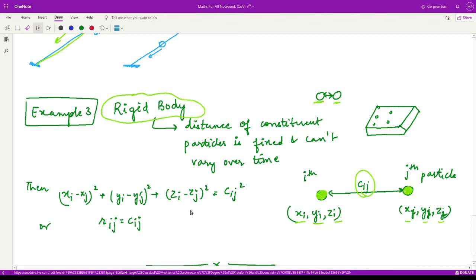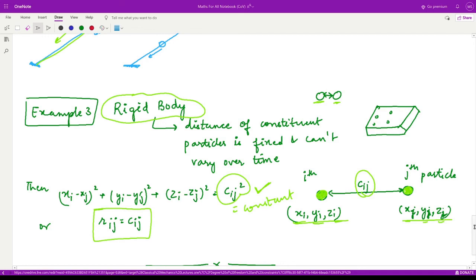Then we can calculate the distance using the distance formula for these two coordinates. That would be the square root of (xi minus xj) whole squared plus (yi minus yj) whole squared plus (zi minus zj) whole squared, equal to cij, or in other words this is equal to cij squared. If we are talking in Cartesian coordinates, this is the condition for a rigid body, that the distance is constant. And if we are talking in polar coordinates, then we are simply saying r is equal to cij. So this is the constraint that is applied onto the rigid body.